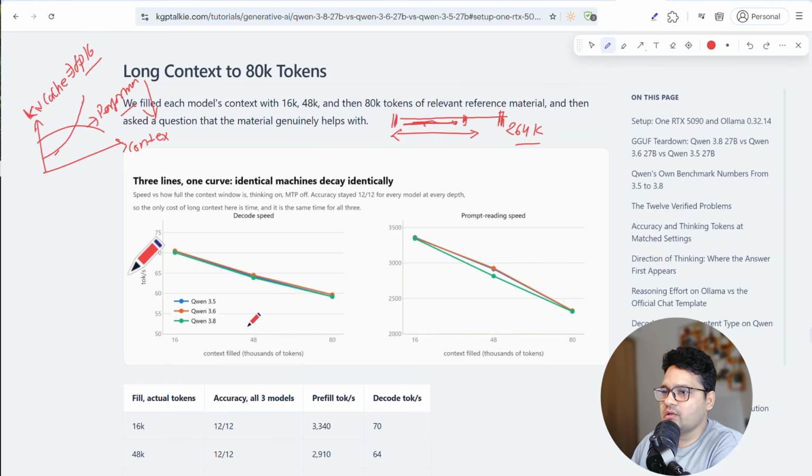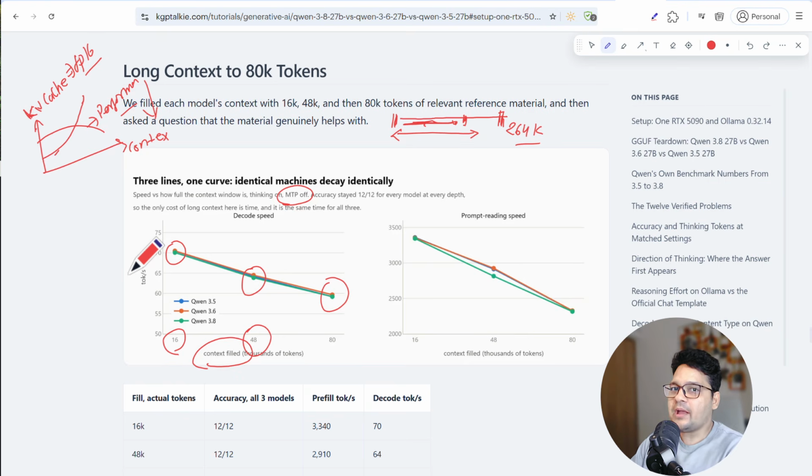You will notice one thing here. As context, I'm talking about the context filled, not just the overall context window. So this much of the context is already filled. Out of a 264,000 context window, I filled 16K tokens, then I got a speed of 70 tokens per second, without MTP. Then I filled 48,000 tokens in the context window, and my speed decreased to 65 tokens per second or even less. Then I filled 80,000 tokens, and finally my token generation speed got below 60 tokens per second.